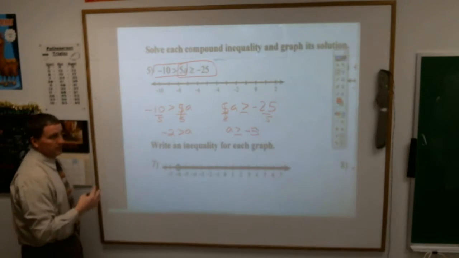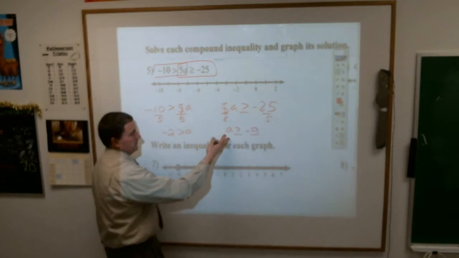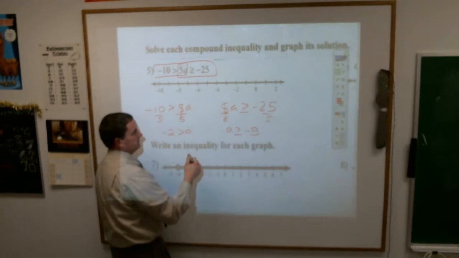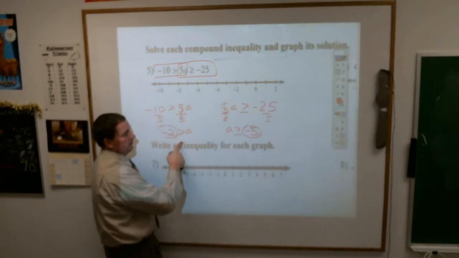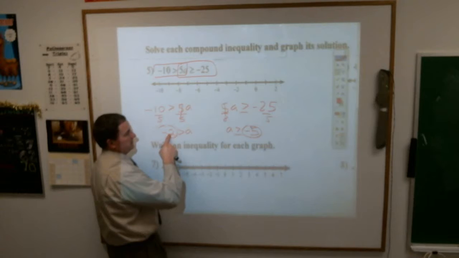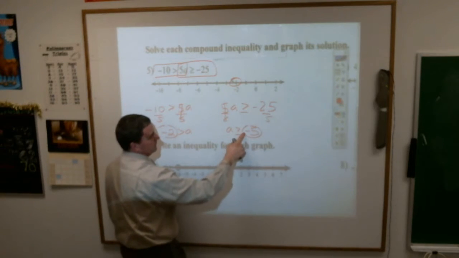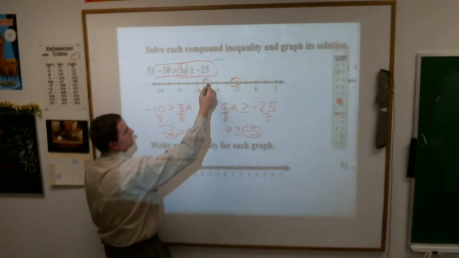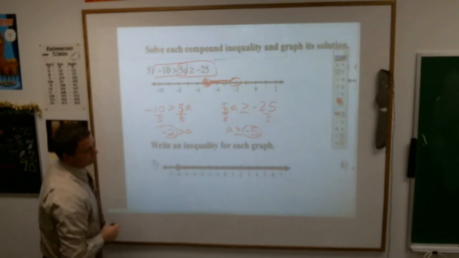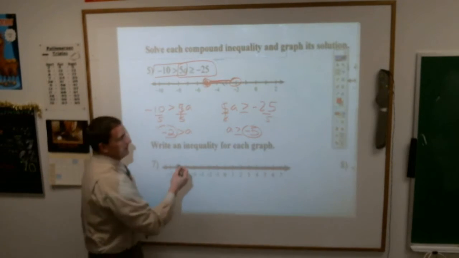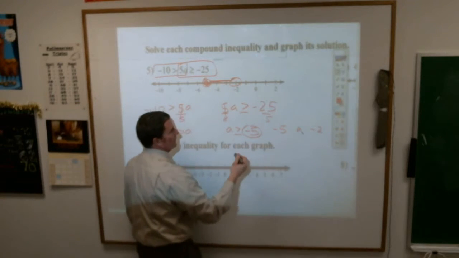Now these signs are flip-flopped. Remember I said and should always have less than signs? Well, that's just because these are all flipped over backwards. This is the bigger number, this is the smaller number, but the signs are still pointing the right way. A is less than negative 2, and A is greater than or equal to negative 5. You could have just written it with the negative 5 first, the negative 2 there, and the A in the middle.